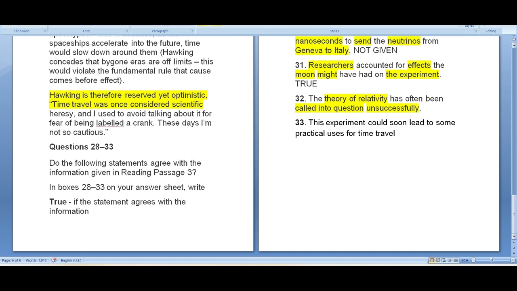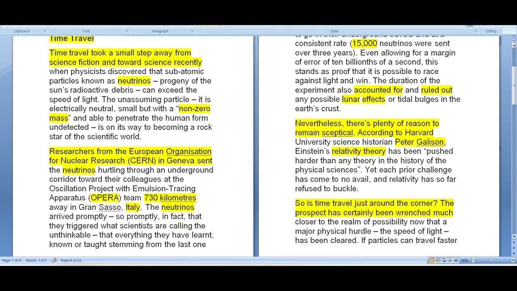Let's go find it in the text. We know where it is already. Here it is. I have underlined it here, highlighted. So let me go and read it a little bit more carefully. According to Harvard University science historian Peter Galison, Einstein's relativity theory has been pushed harder than any theory in the history of the physical sciences. Here it is. First of all, here it is. Yes, it has been called into question. That's the paraphrasing. Yet, look at that. Each prior challenge has come to no avail, no result, and relativity has so far refused to buckle.